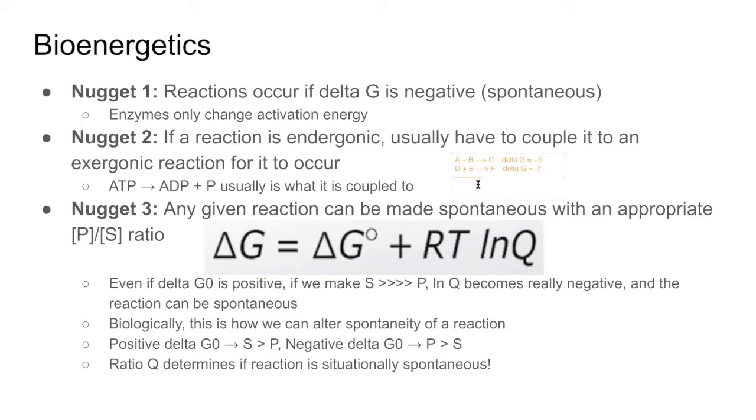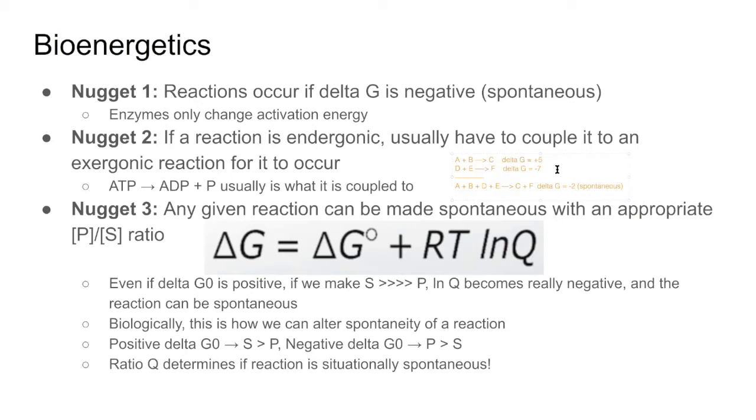And the result is A plus B plus D plus E leads me to C plus F. And because we're adding those reactions together, their delta G's add up. So our delta G is now -2, which is a spontaneous process. So you've made magic. You've turned a non-spontaneous process into something spontaneous by coupling it to a spontaneous one.